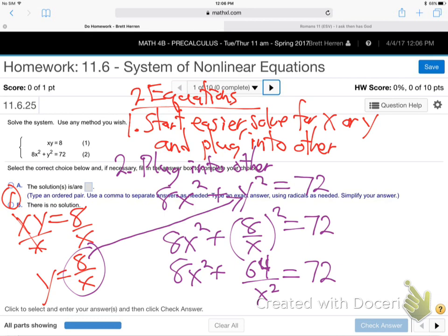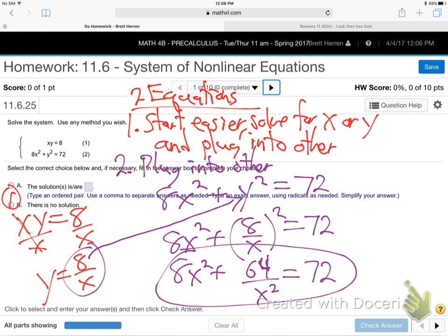Good so far? See what's happening? I solved for y in the first equation. Could have done x, doesn't matter at all. Plugged into the second equation. Now I've got an equation that only has x, so I can solve that. How do I solve that thing? What do I do to solve this equation right here now? Any ideas?